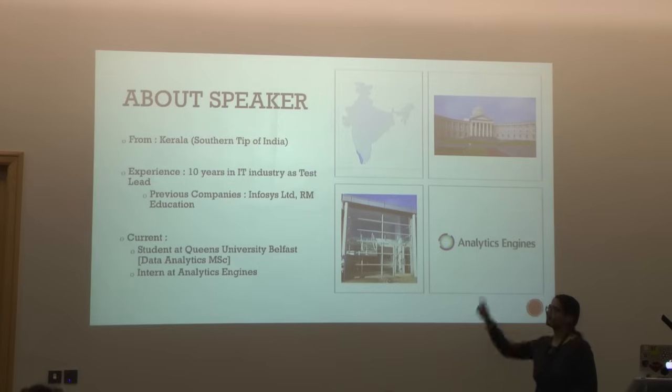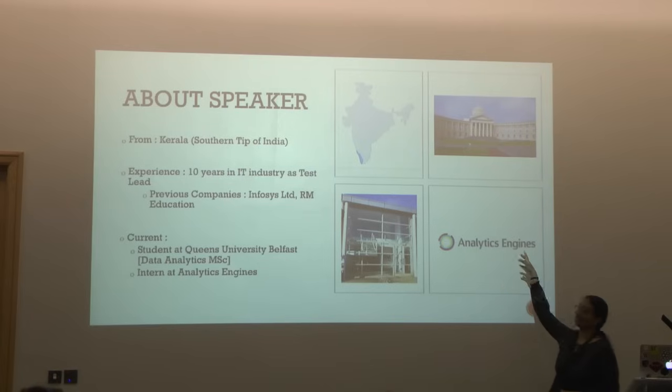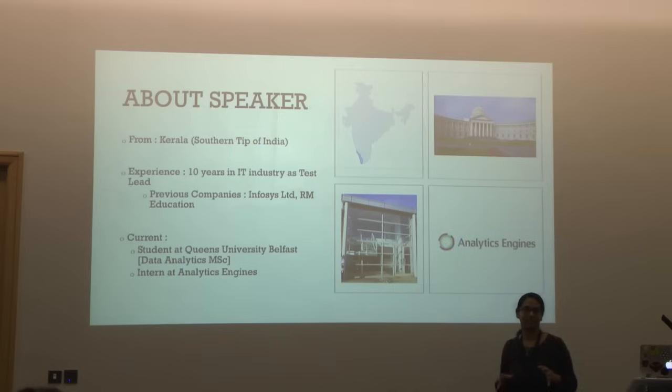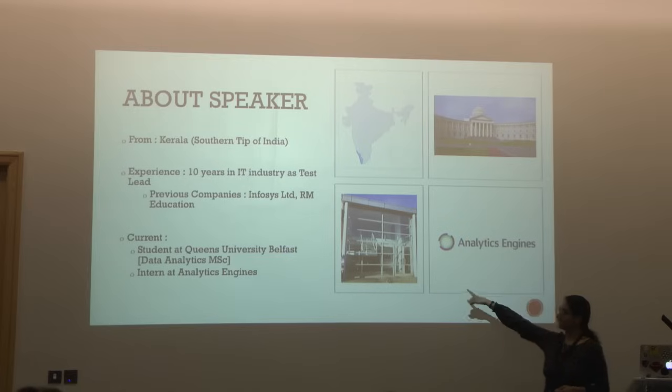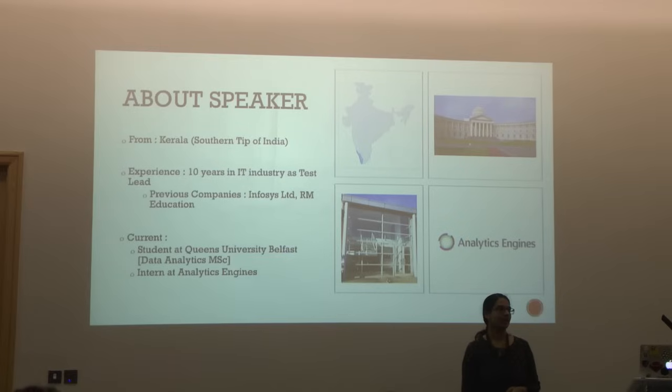And that is my first company, Infosys. It's one of the second largest IT providers in India, and we have around 150 branches across the world. The next one was a UK-based company, RM Education. We basically provide education solutions to UK schools, mostly in Scotland and England. Around 7,000 schools are served by RM Education.